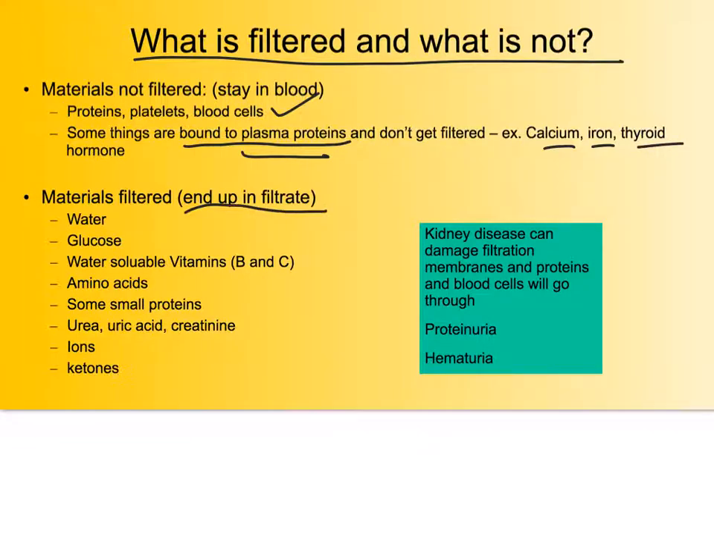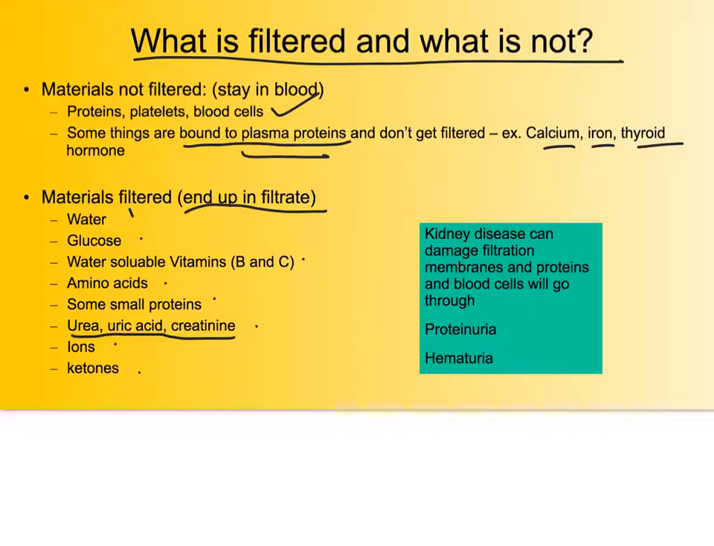Things that end up in the filtrate: water, glucose, B and C, amino acids, some little proteins. Here's the waste: urea, uric acid, creatine, ions, and ketones.